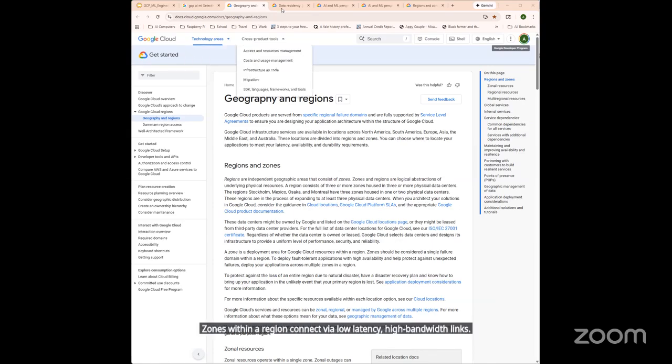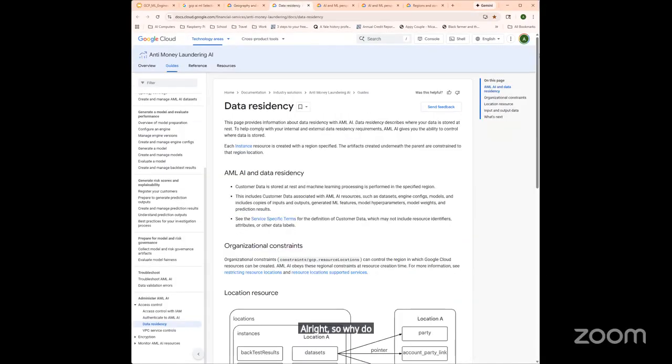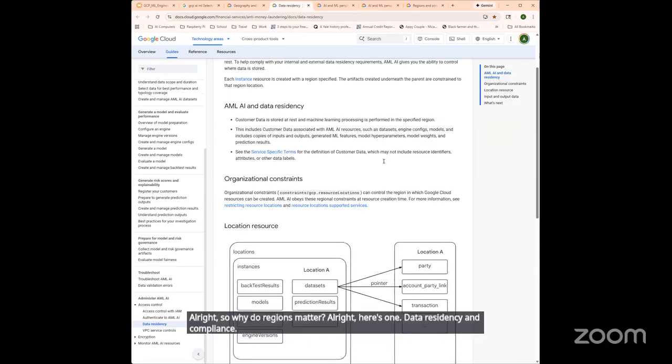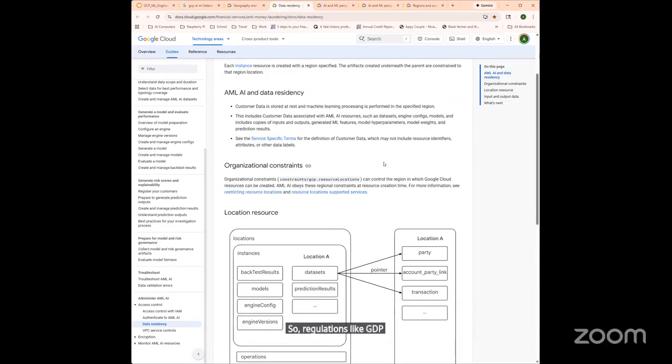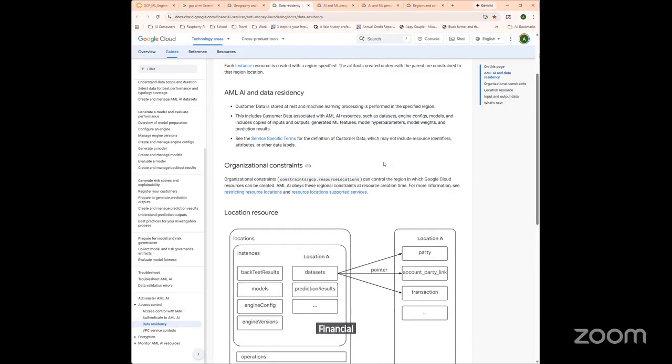All right. So why do regions matter? Here's one: data residency and compliance. Regulations like GDPR require certain data to remain within specific geographic boundaries. Healthcare organizations might need PHI, or protected health information, to stay within US borders. Financial services might require data sovereignty, keeping customer data in country.